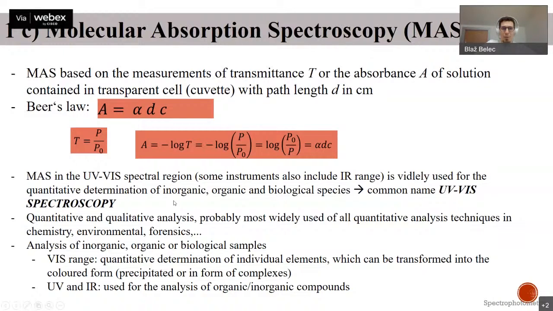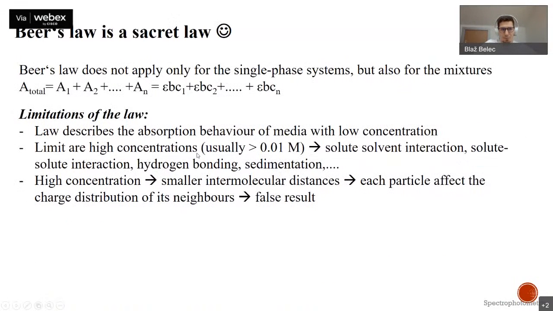And the most common method is, of course, UV-Vis spectroscopy. As I said before, the Beer-Lambert law is a sacred law that applies not only for single phase systems, but also for mixtures. As we are seeing here, we have the total absorption that is connected to each constituent, so for instance, each molecule in our sample or each fragment of the sample.